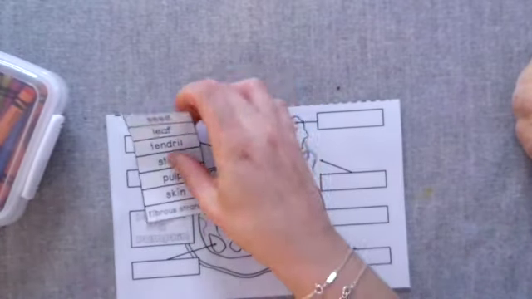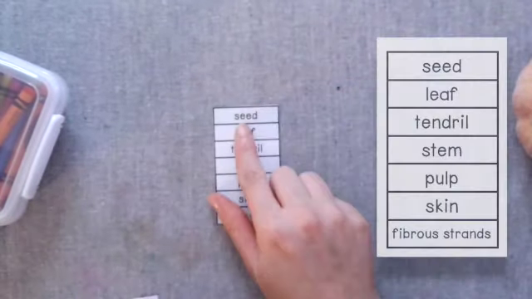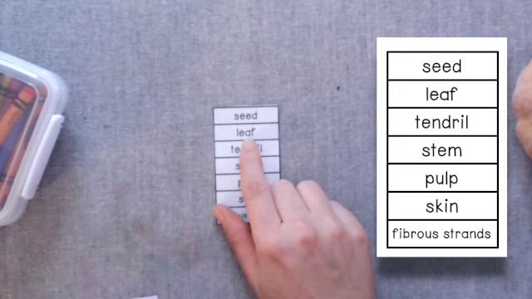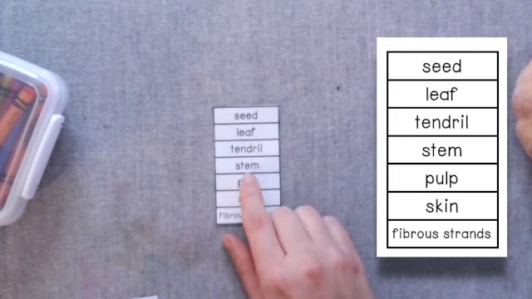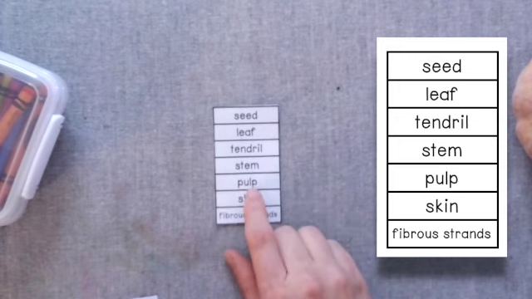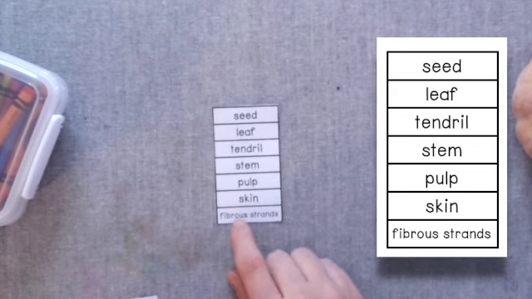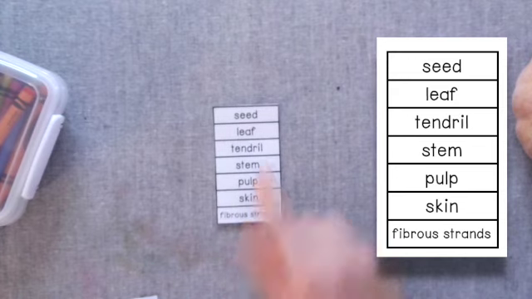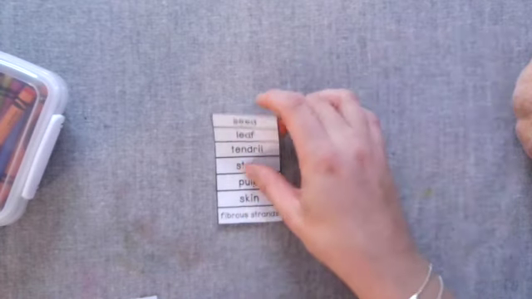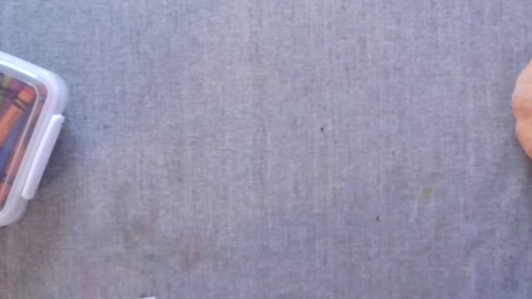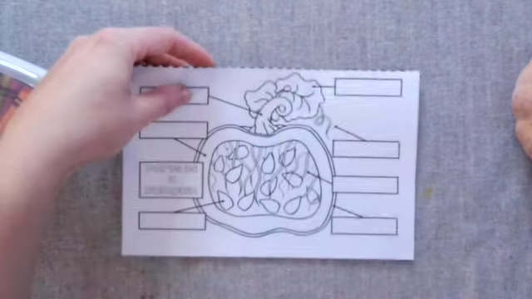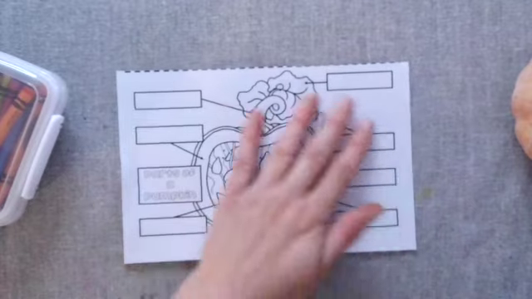My first word that I have is seed. We have leaf, tendril, stem, pulp, skin, fibrous strands. So these are words that I probably will want to use in parts of my observations later if I notice any of these things. I then have my picture.